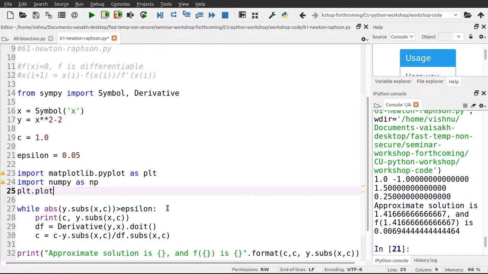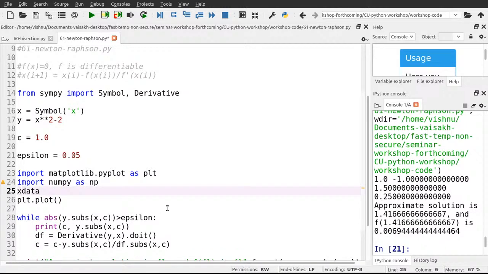plt.plot. So what should we plot? x square minus 2 we should plot. The curve, y is equal to x square minus 2, for plotting. The only thing is that we need to choose x values, x data or x points. Let us choose x points in the range. Since the root is somewhere near, what is the root? 1.4. Let us take it in the interval 0 to 3.